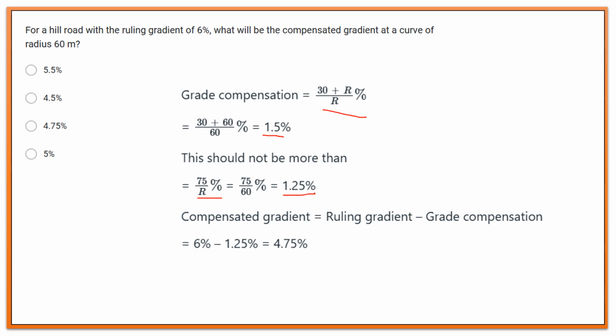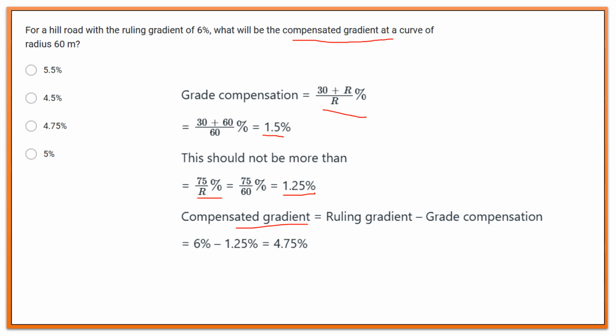In the calculated two values, 1.25% is the lesser value. So take the grade compensation as the lesser value. Then subtract the grade compensation value from the ruling gradient, and we'll get the compensated gradient. So here they want to calculate the compensated gradient.